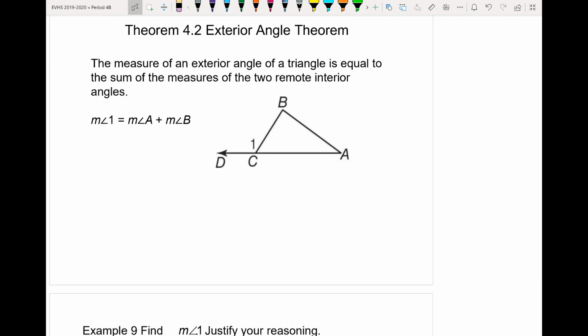Exterior angle theorem. The measure of an exterior angle of a triangle is equal to the sum of the measures of the two remote interior angles. So, let's think about this. These two angles here, A and B, when I add them up, don't they have to be these two together plus that one? Doesn't it have to equal 180 degrees? Yes. Which is the exact same thing as number 1. Angle 1 plus angle BCA is also 180 degrees. Because of that, angle 1 has to equal the sum of angles B and A.